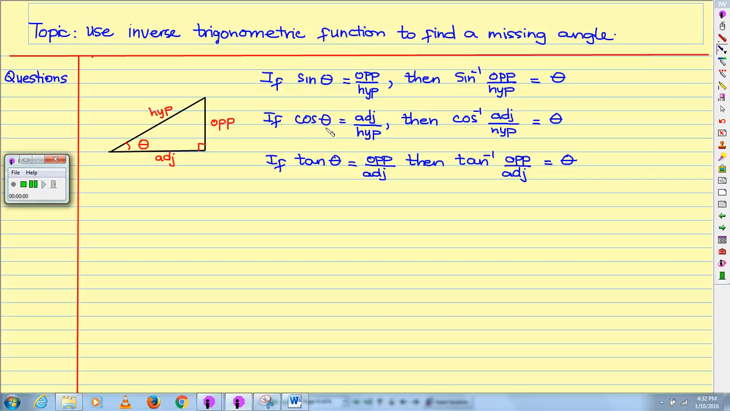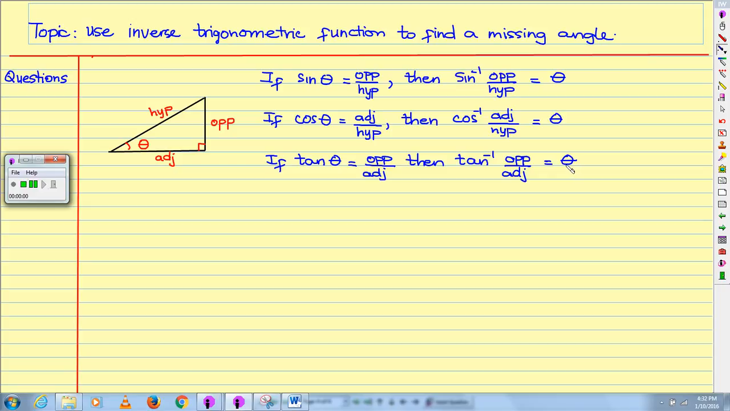If cosine of the acute angle theta is adjacent divided by hypotenuse, then inverse cosine of adjacent divided by hypotenuse is the angle theta. If tangent of the acute angle theta is opposite divided by adjacent, then inverse tangent of opposite divided by adjacent is the acute angle theta.